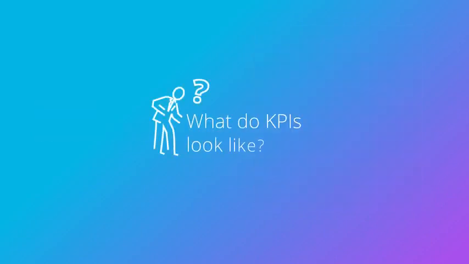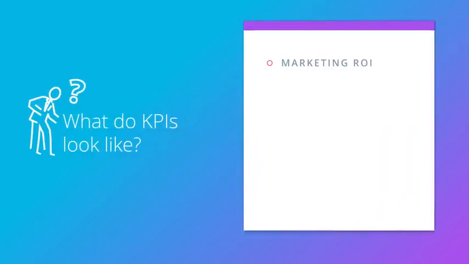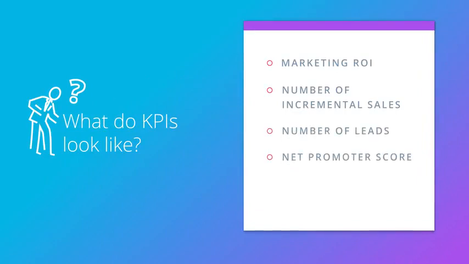So what do KPIs look like? A marketing KPI can be marketing return on investment, or ROI, number of incremental sales, number of leads, net promoter score, or even email engagement score. The list goes on. We'll go over many of these as the course goes on, so don't worry about understanding what each one means right now. The question is, which KPI is right for you? Well, that depends on your marketing objective.